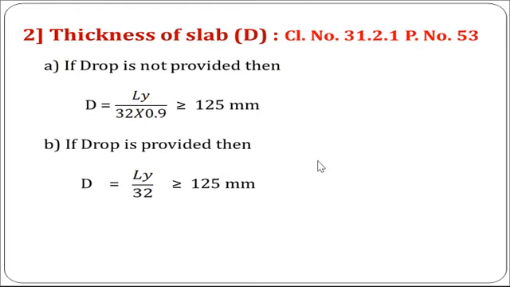Then step number 2, thickness of the slab. Again we use the reference of IS code IS 456, clause number 31.2.1, page number 53. If the drop is not provided, what is a drop, that will be discussed in the next slide. If the drop is not provided, then the depth, that is the thickness of the slab, is equal to Ly, remember, this is not Lx, that is the longer span, divided by 32 into 0.9, and this value should be greater than or equal to 125. That means the minimum thickness of the flat slab is 125 mm. If the drop is provided, then you can take Ly divided by 32, eliminating this 0.9. This is also greater than 125 mm. This is the thickness of the flat slab.